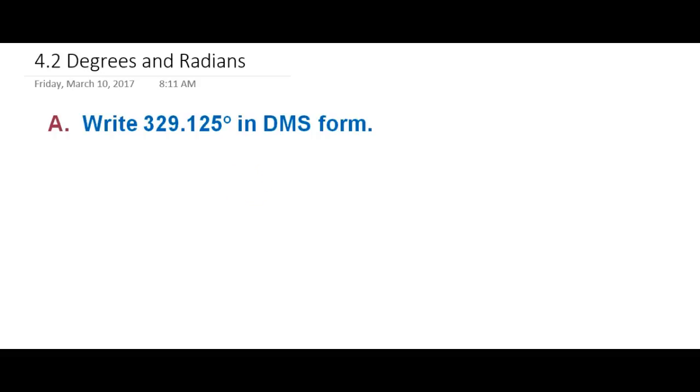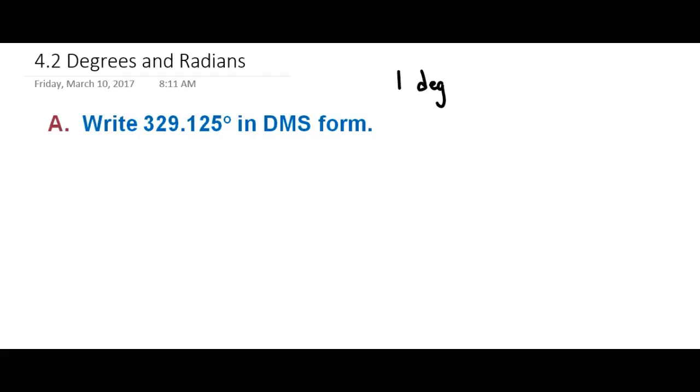So now we're looking at section 4.2, which discusses degrees and radians. And in this video, we're going to look at two examples. One in which we're going to take a degree written with a decimal and turn it into degrees, minutes, and seconds. And then the other example, we're going to do the reverse.